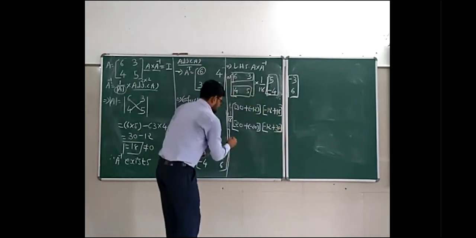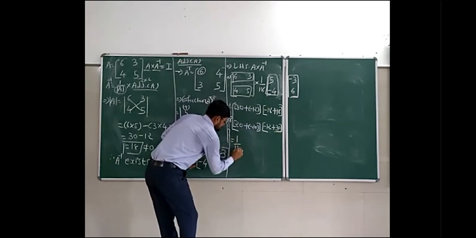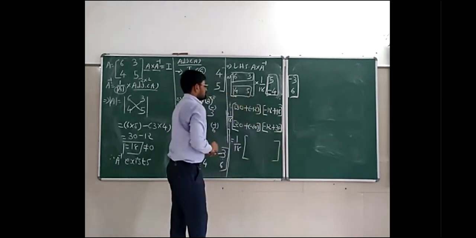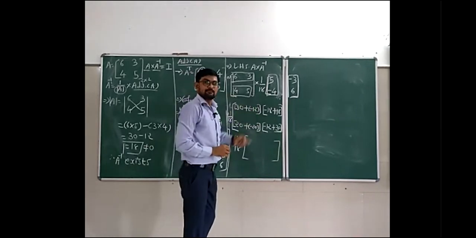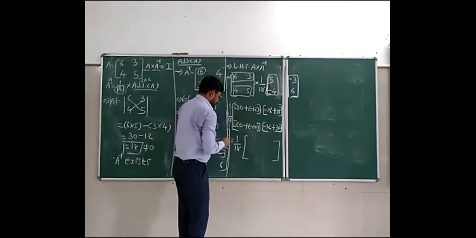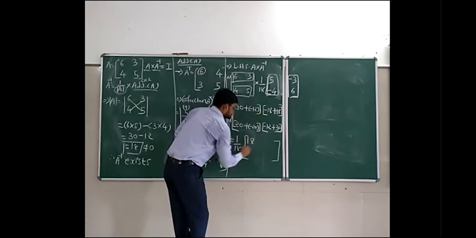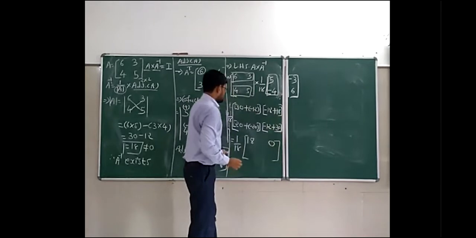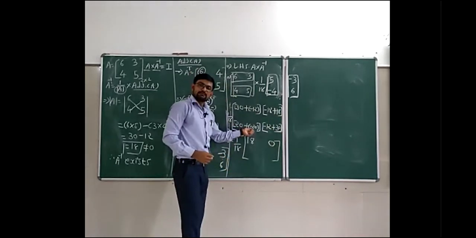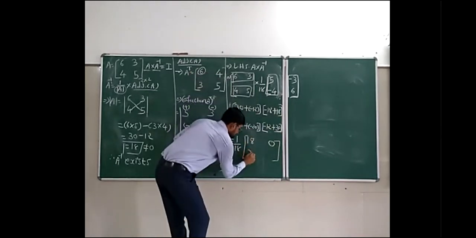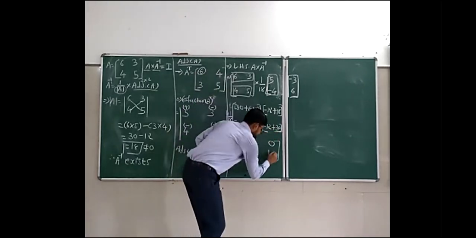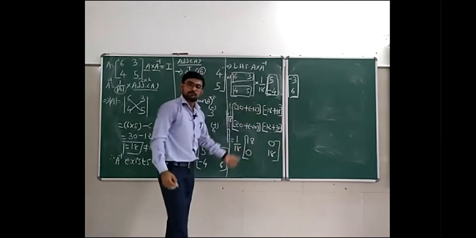So now we'll get the answer 1 upon 18 into the matrix. Now see, 30 minus 12, 18. Then minus 18 plus 18, 0. Again 20 minus 20, 0. And 30 minus 12, 18. Now you can divide them by 18.